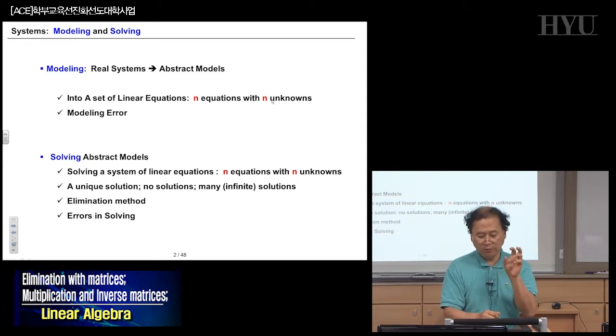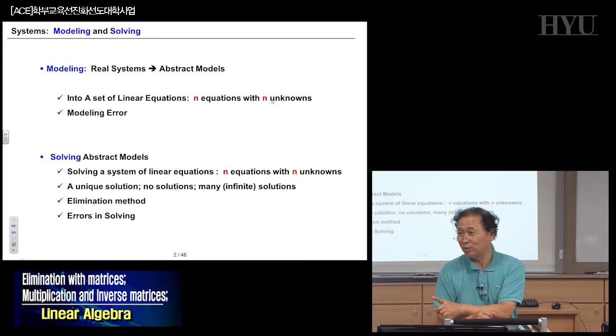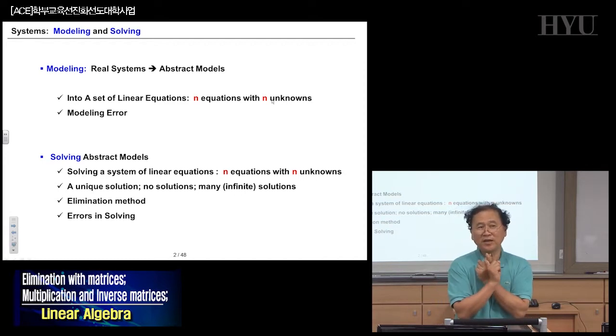The other part is that once you have a model, we try to solve it. For linear equations, you already know how to solve them. You learned Gauss elimination in high school, right? But when you try to solve the problem, in most cases you have one unique solution. But in some cases, you don't have any solutions.